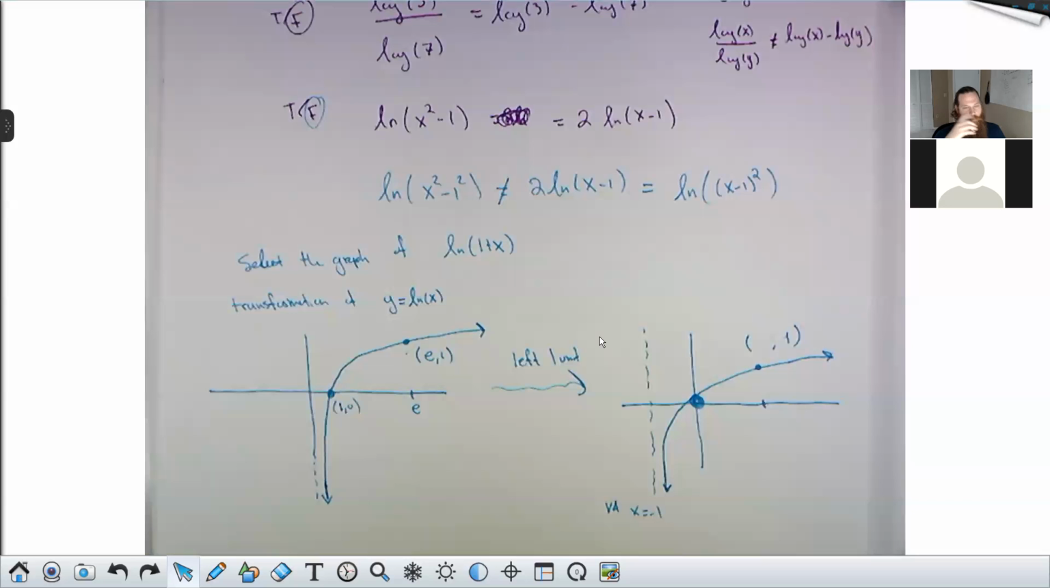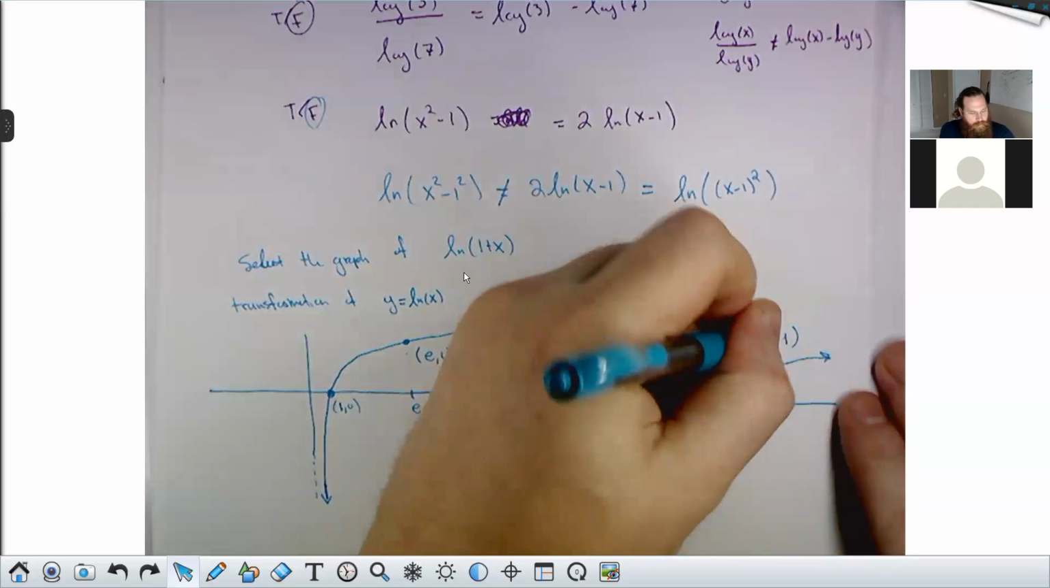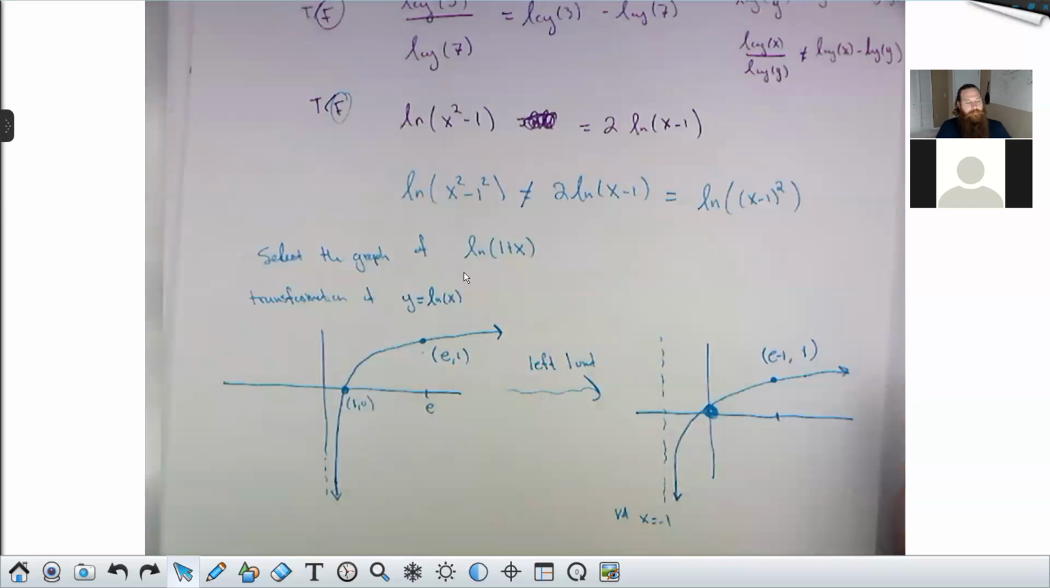Is it like? Not quite. e plus 1 is a good guess. You can always check by plugging in. Yeah, e minus 1. You can check it by plugging e minus 1 in here, right? If I plug in e minus 1 for x, then I get 1 plus e minus 1, which is just the natural log of e. So this is indeed e minus 1.